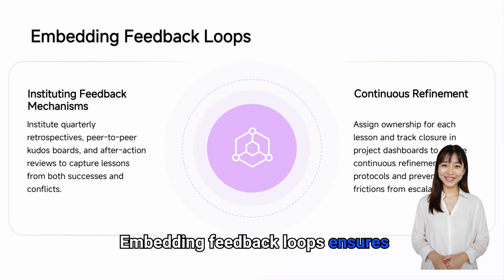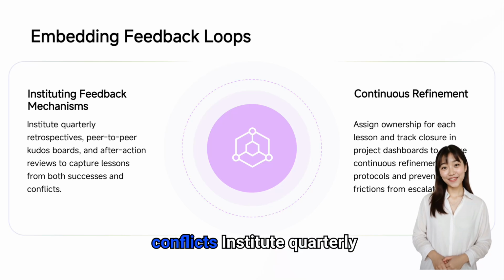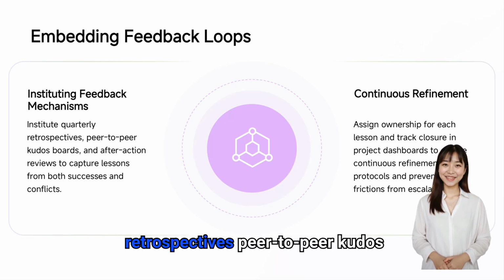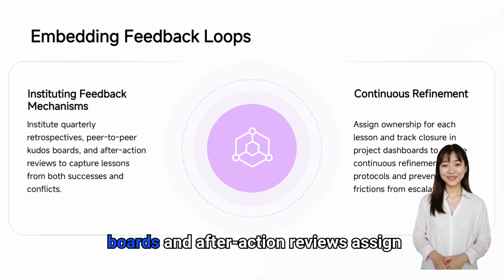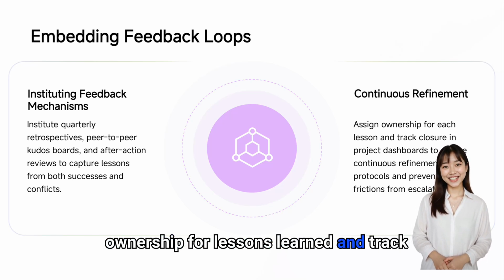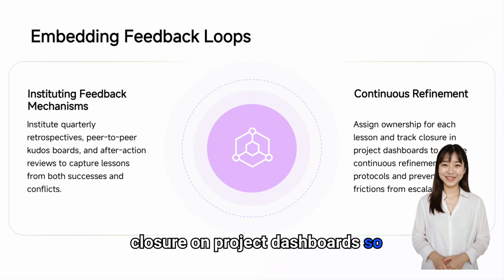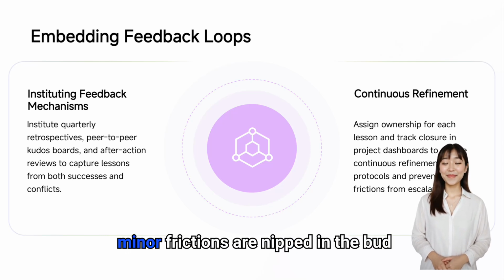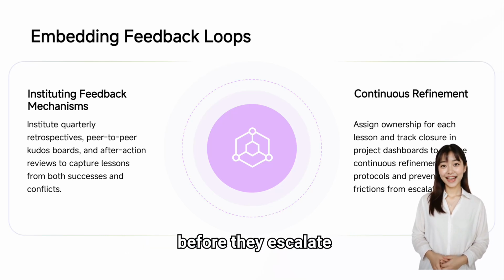Embedding feedback loops ensures learning from both successes and conflicts. Institute quarterly retrospectives, peer-to-peer kudos boards, and after-action reviews, assign ownership for lessons learned, and track closure on project dashboards so processes continuously refine and minor frictions are nipped in the bud before they escalate.